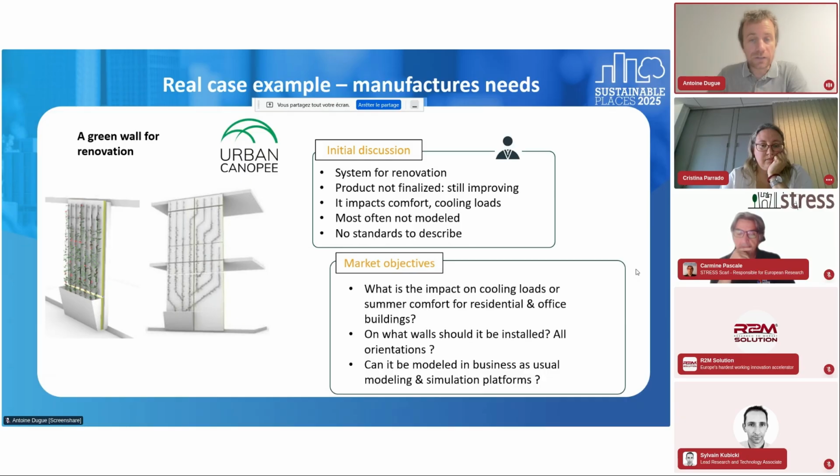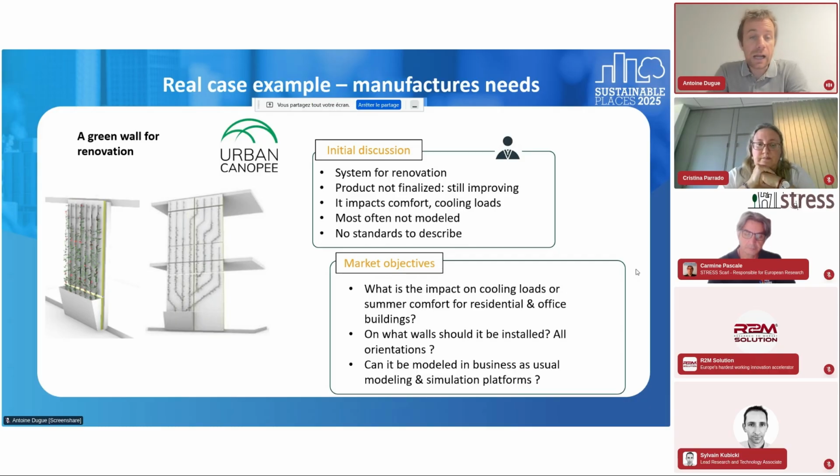And so from this solution, we draw market objectives. We need to clarify the impact on cooling loads, the impact on summer comfort for potential residential and office buildings, depending on the size of the building, depending on its characteristics, and so on. And then we can go further. If it's for renovation, should we install it all over the building, or just select the buildings and the orientations that should be favored?